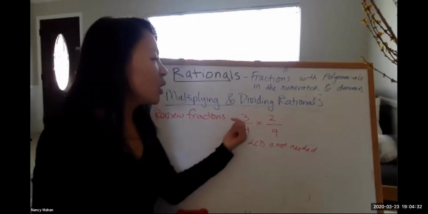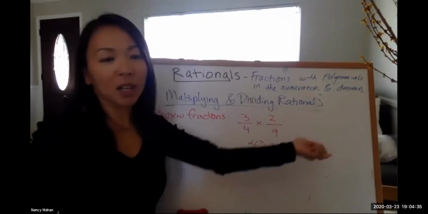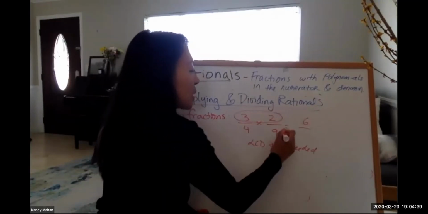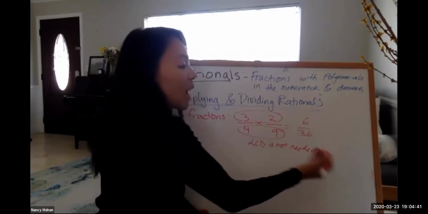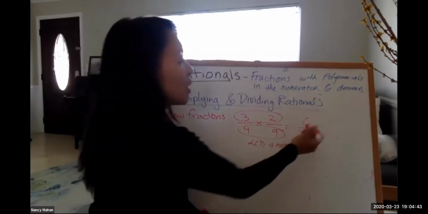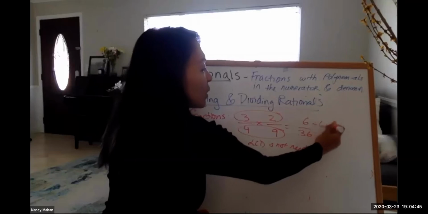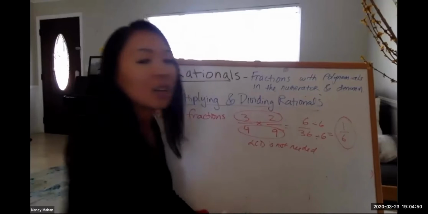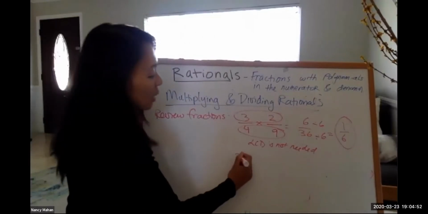One of the things you can do is just multiply across. You multiply the numerators together, you get 6. You multiply the denominators, you get 36. And then you simplify it. Top and bottom divided by 6, you get 1/6. So that's how we do it with fractions.